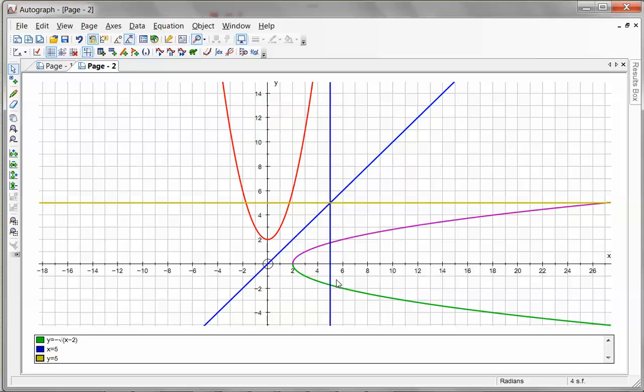But it will still be a function, right? Yeah, the original function is a function unless it fails. If it fails a vertical line test, it's not a function. But you know if it fails a horizontal line test, the inverse will not be a function. All right?